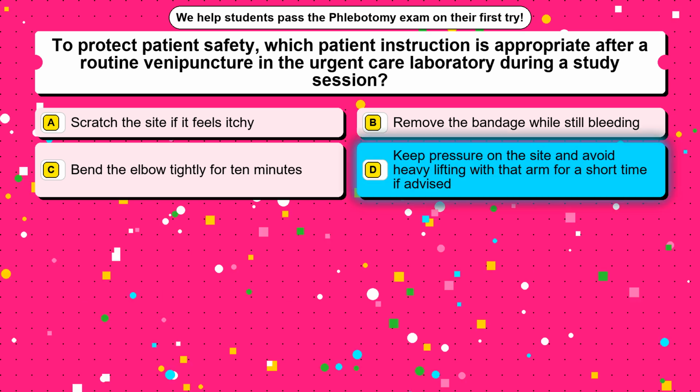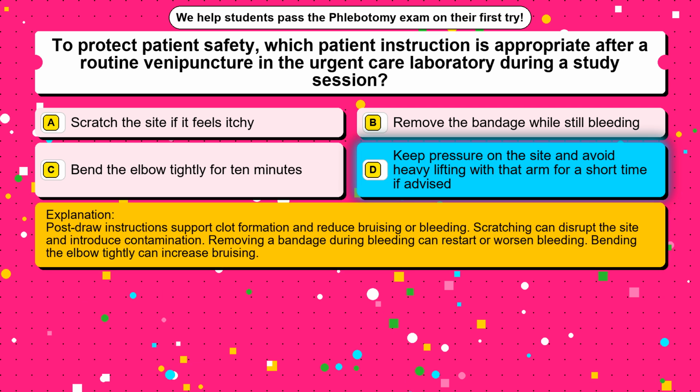The correct answer is option D. Keep pressure on the site and avoid heavy lifting with that arm for a short time if advised. Post-draw instructions support clot formation and reduce bruising or bleeding. Scratching can disrupt the site and introduce contamination. Removing a bandage during bleeding can restart or worsen bleeding. Bending the elbow tightly can increase bruising.